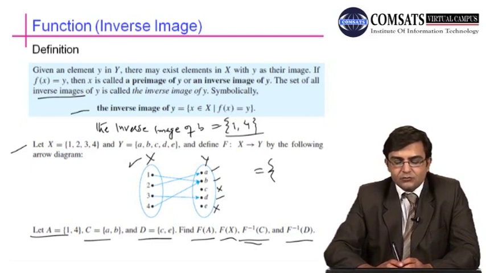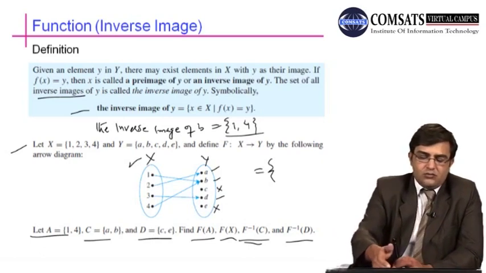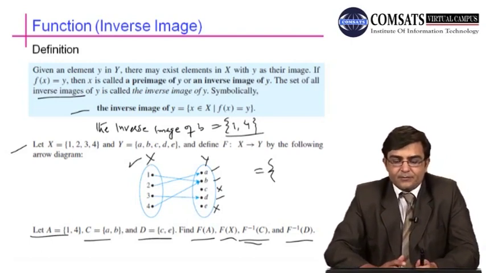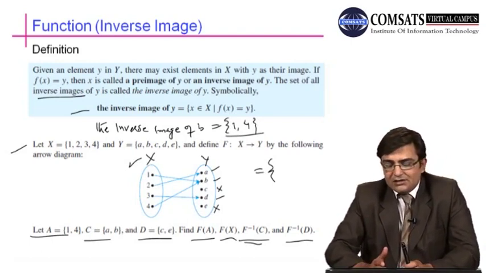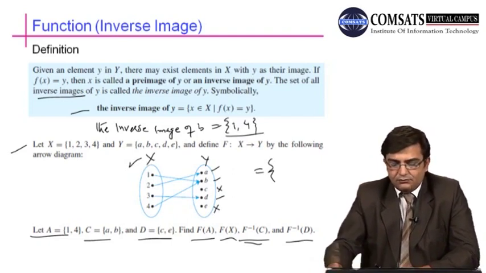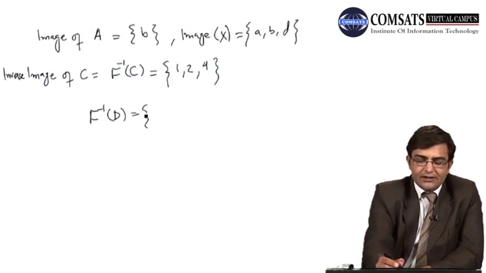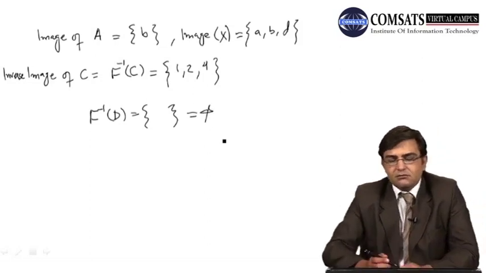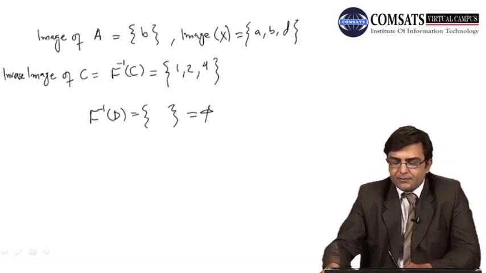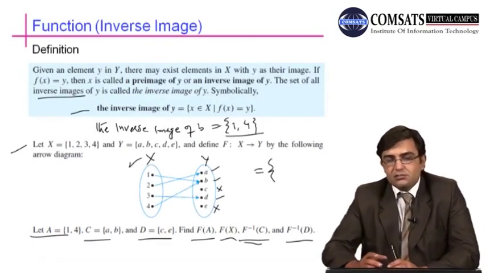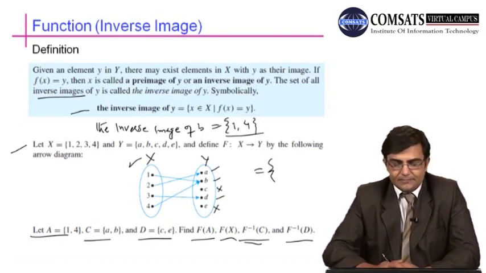Those elements in Y which have pre-image or which are related to some element of X, only those elements can have inverse images, because they are not images of some elements of X. You can say like this also. So inverse image of D is the empty set, or you can say phi, the empty set. There is no element in the inverse image of D, because elements in D are not related to some elements of X.